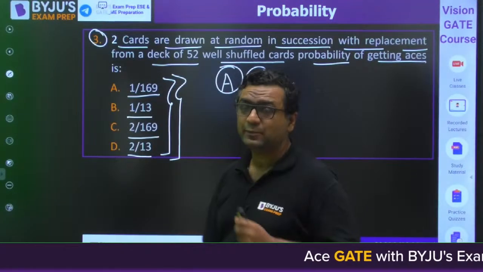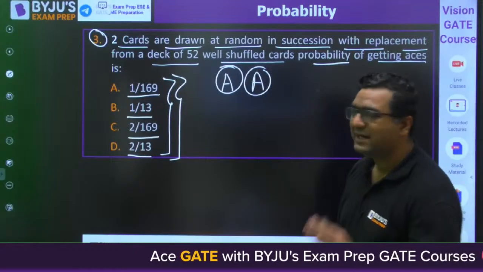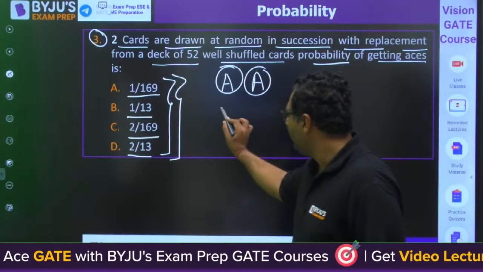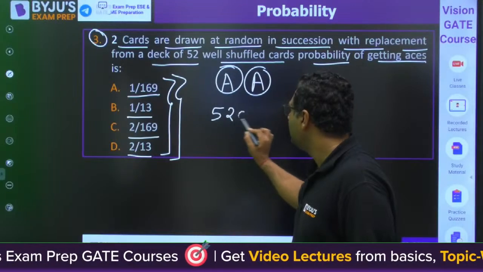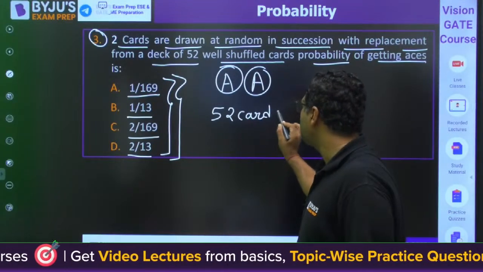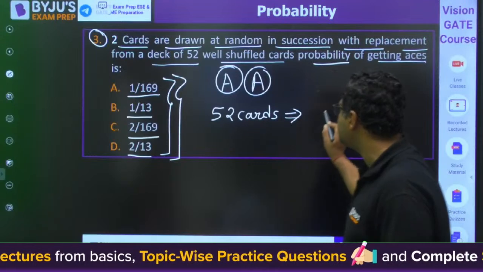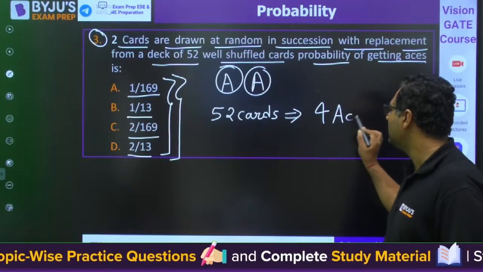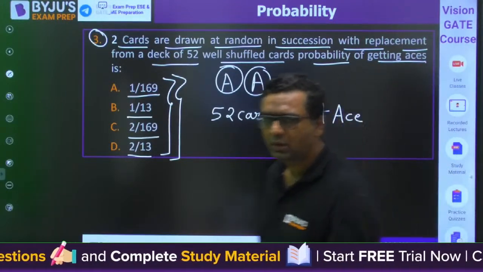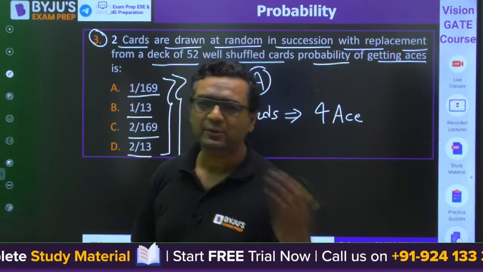Okay, A is aspirant is saying A. So guys, let us see how to solve it. We are having 52 cards. Out of these 52 cards, how many are aces? There are 4 aces. One of each suit. One is heart. One is spade.